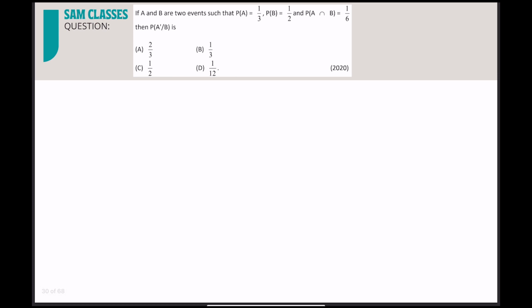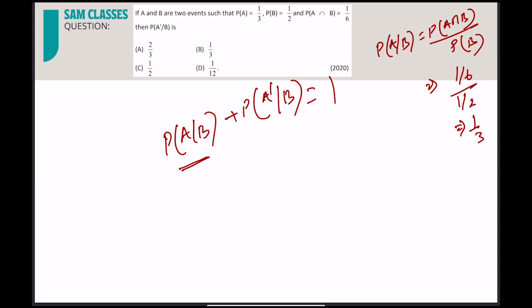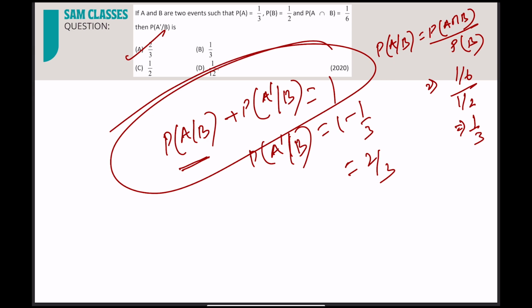Two events A and B are such that, this one already I told you, P of A by B plus P of A bar by B is equal to what? 1. Correct. So what you can do directly? This one, A by B, how will you find it out? P of A by B is equal to P of A intersection B by P of B, that's it. So P of A intersection B is what? 1 by 6 by 1 by 2. So that is equal to 1 by 3. So P of A bar by B is equal to directly 1 minus 1 by 3, that is equal to 2 by 3. That's it. So this is very handy. What is the shortcut? Use it.